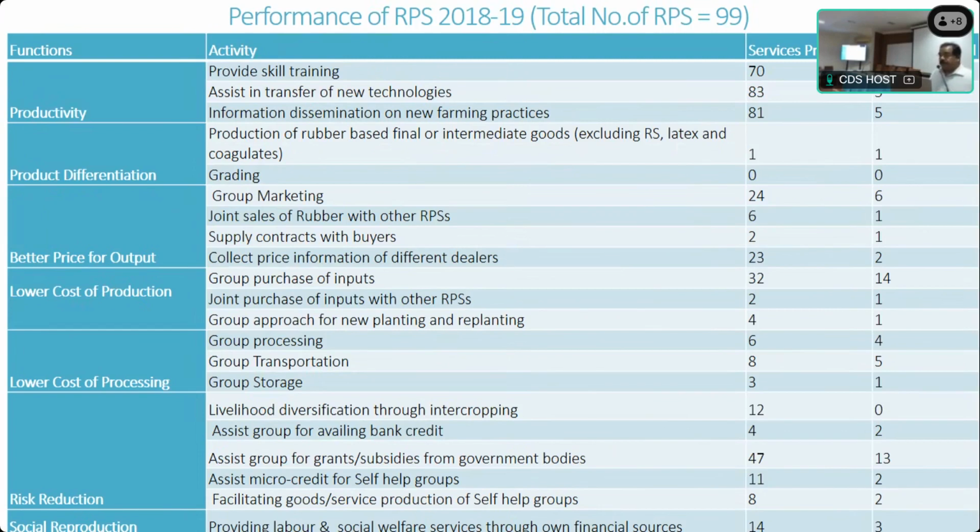The other big one you can see is group marketing. That is, you collect the rubber from different growers and sell it. That's group marketing. About 24 of them have done this. Then there is group purchase of inputs, that is, you buy inputs for the farmers from the market and sell it to the farmers, or give it to the farmers at some kind of subsidized price. That's another important one. And there is also accessing grants and subsidies from government bodies, about 47 of them.